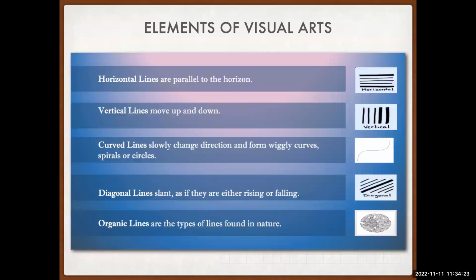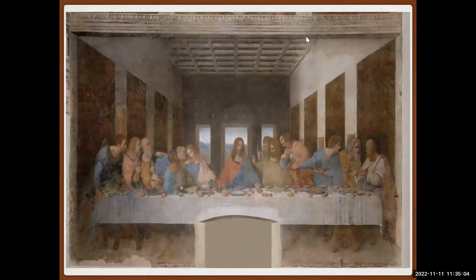Now, when we talk about the different directions of line, firstly, we have the horizontal lines, which are parallel to the horizon. Vertical lines move up and down. Curved lines slowly change direction and form wiggly curves or spirals or circles. Diagonal lines are slant, as if they are either rising or falling, while organic lines are the types of lines found in nature. So these are the different directions of lines.